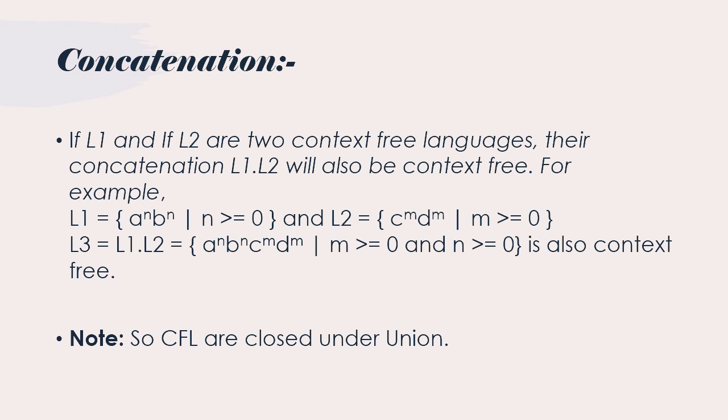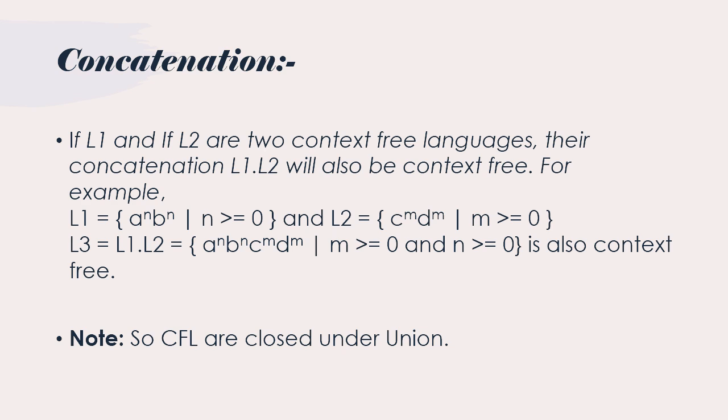And here L1 says the number of a's should be equal to the number of b's and L2 says the number of c's should be equal to the number of d's. Their concatenation says first the number of a's should be equal to the number of b's, then the number of c's should be equal to the number of d's. So we can create a PDA which will first push for a's, pop for b's, push for c's, pop for d's.